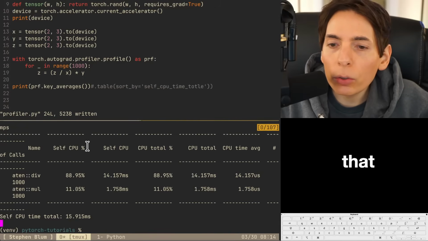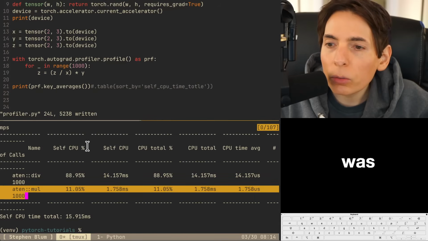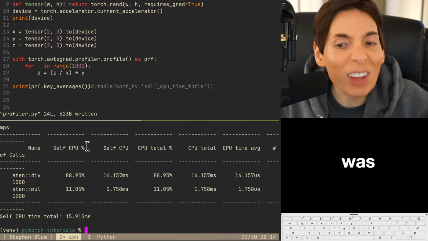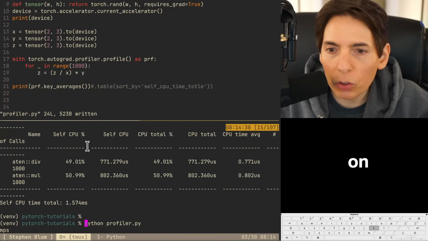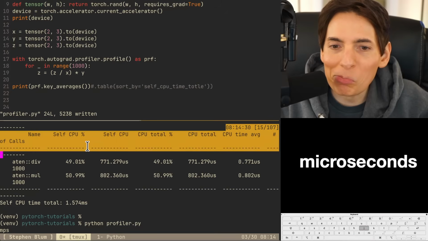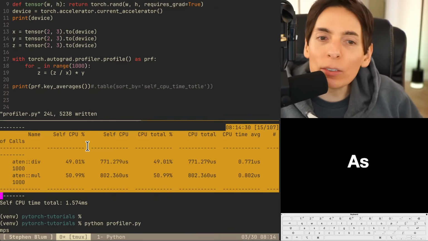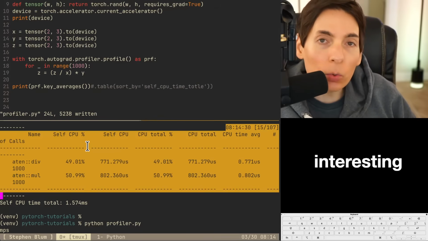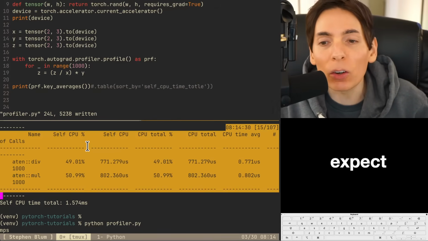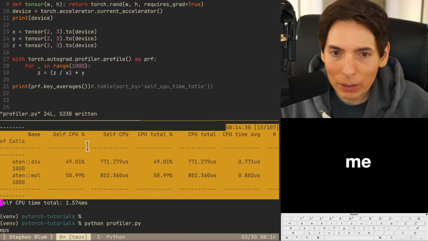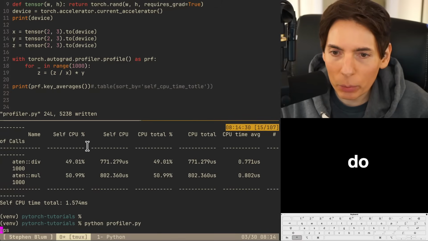So that was CPU. That was 1.7 milliseconds. Hold on, versus microseconds. I wonder what's going on there. As you can see, something very interesting that you would not normally expect. We see here right now. How do we show this a little bit better?